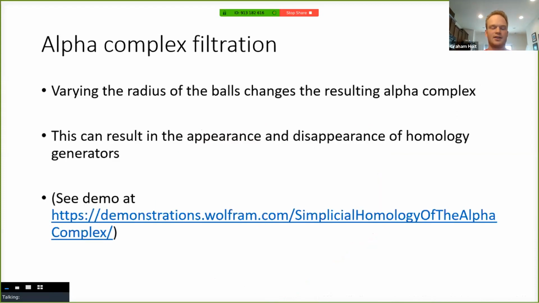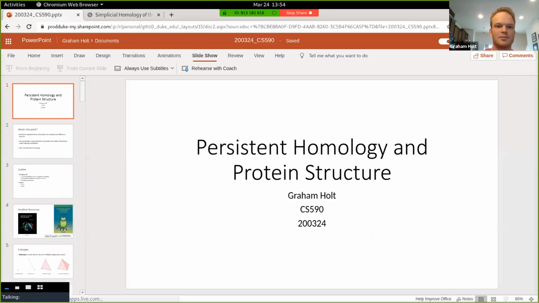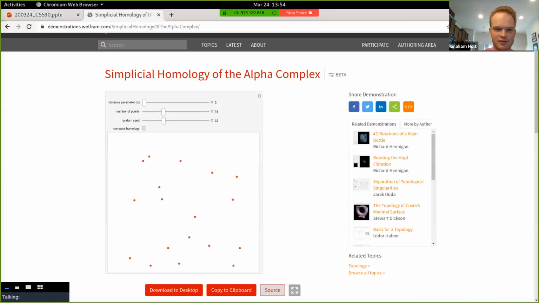Okay, and so the critical point here is that if you vary the radius of these balls that you've used to create the alpha complex, this will change the resulting simplicial complex, and therefore this will change what the homology generators are. So instead of making my own demo for this, I've found a great one on the internet. And so here we have a collection of points, and I'm going to be varying this distance parameter alpha.